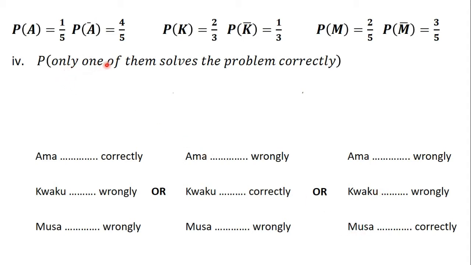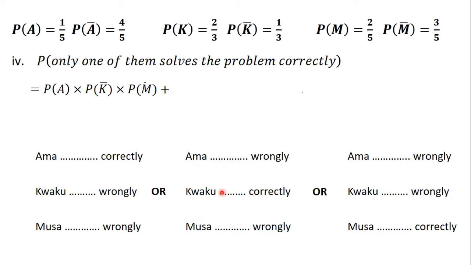So the probability that only one of them solves the problem correctly is going to be the probability that Amma solved the problem correctly. And so we bring the multiplication. The probability that Kweku solved the problem wrongly, which is represented by P(K complement), because P(K complement) is the probability that Kweku does not solve the problem correctly, which is the same as Kweku solved the problem wrongly. And the probability that Musa solved the problem wrongly, which is P(M complement). This is for the first case. We have or here, so plus.